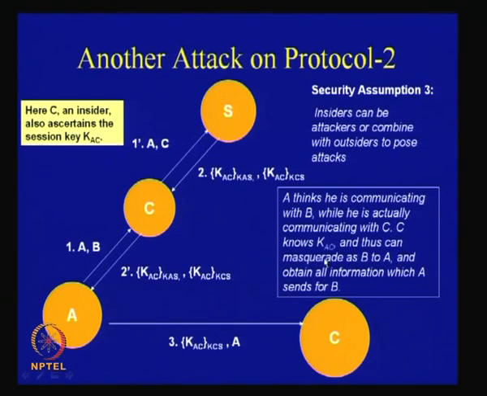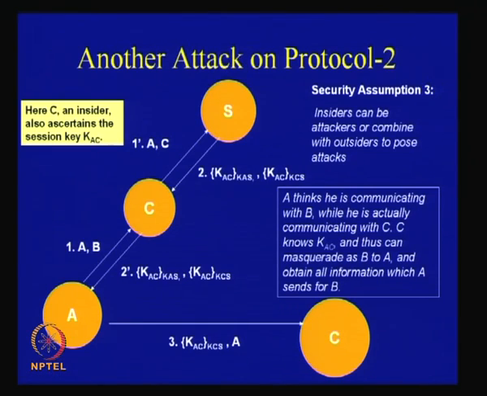So, C knows KAC and thus can masquerade as B to A and obtain all information which A sends for B. Therefore, you see that the assumption is that insiders can be attackers, or they can combine with outsiders to pose attacks. The attacker need not be an external agent, but could be an insider who has got a long term session key established with the trusted server.